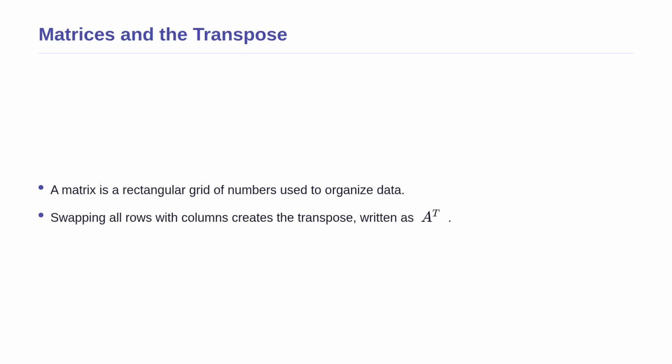Before we fold any grids, we first need to understand what a matrix is and why it is so useful. A matrix is simply a rectangular grid of numbers used to organize complex data in linear algebra. If we take this grid and swap all of its rows with its columns, we create a brand new grid. Mathematicians call this new grid the transpose, and we write it as A superscript T. This simple swapping action is the absolute foundation for understanding symmetry and how matrices transform space.